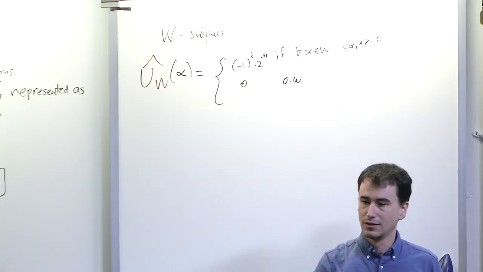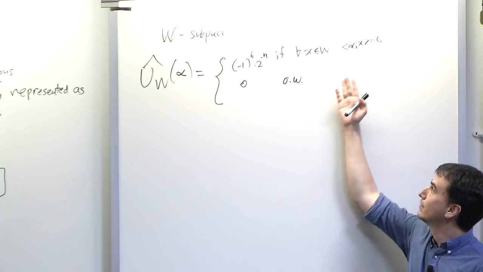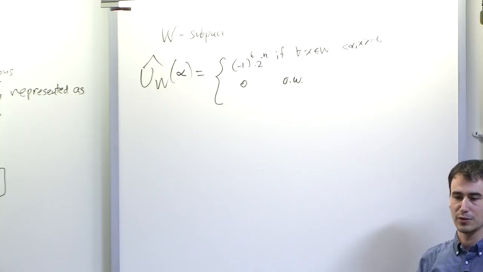And if this is not the case, then half of them are 1s and half of them are minus 1s, so they would cancel each other out, and this would be 0. Okay.